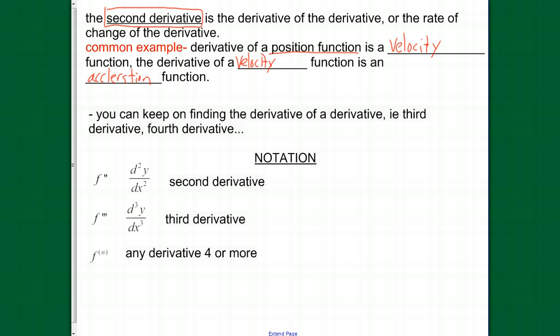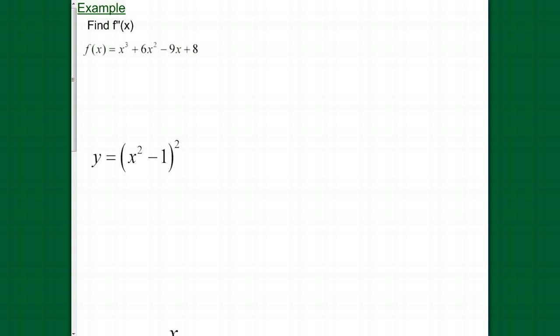All right, so dealing with the higher derivatives, there is some notation. You're going to see this notation most often. The first one is f double prime, that's the second derivative, f triple prime, the third derivative. But you'll see this notation here on a somewhat regular basis, not as often, but it tells you how many derivatives to find. So let's do some examples here.